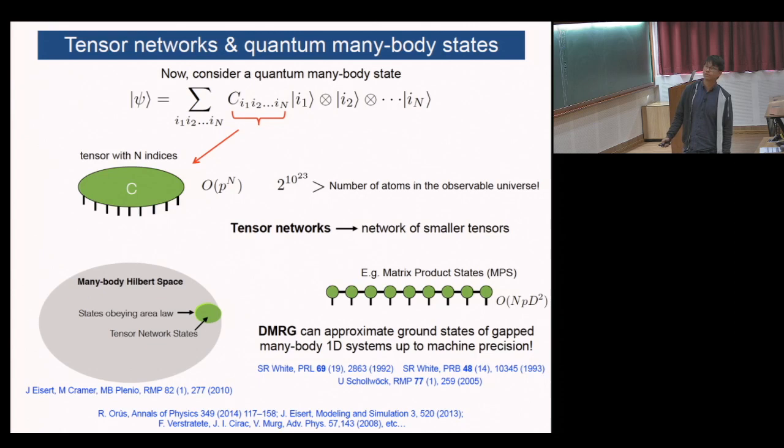The point is that we don't need to explore the whole Hilbert space contained in this p to the power n. Rather, it can be approximated, instead of with a big tensor, with a network of smaller tensors with very high accuracy. That's the point. So here it scales exponentially, and it scales polynomially here.